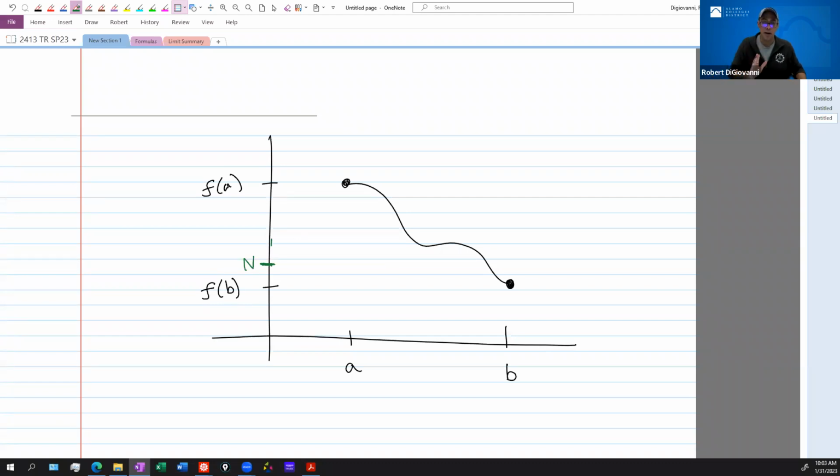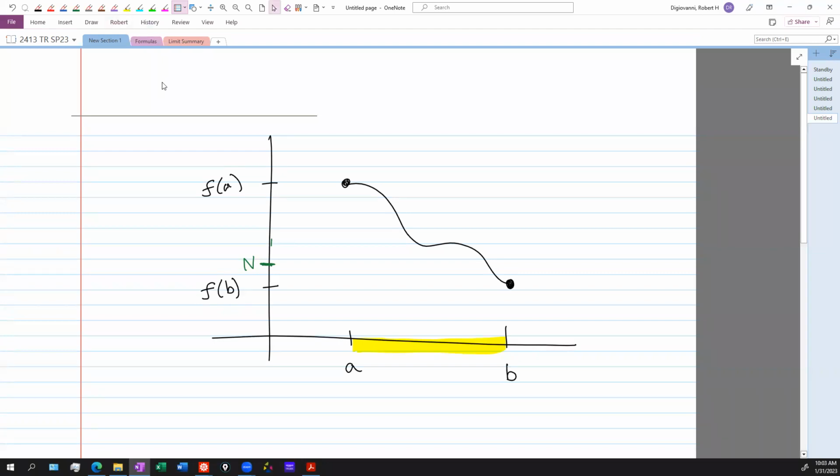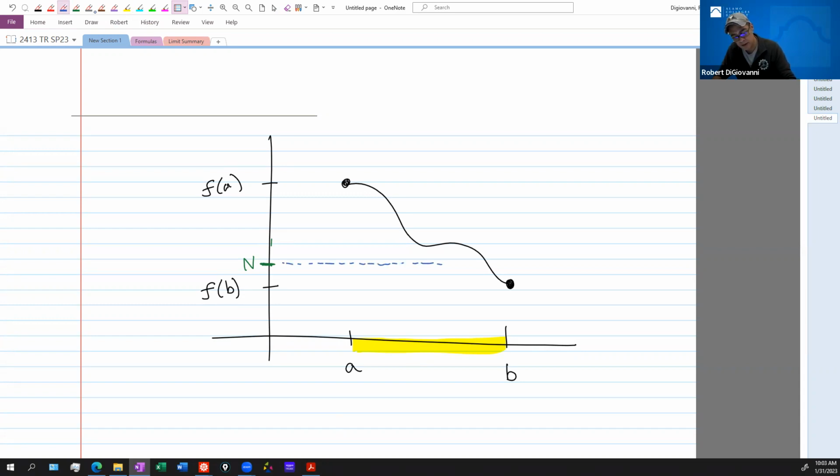Do you all agree I should be able to find some number somewhere in here? There should be some number that when I plug it into the function, it hits that value n. Do y'all see it? Is it close to a or close to b? Close to b, right? Somewhere over here. Maybe the easier way is to go backwards, see where it hits and then come down.